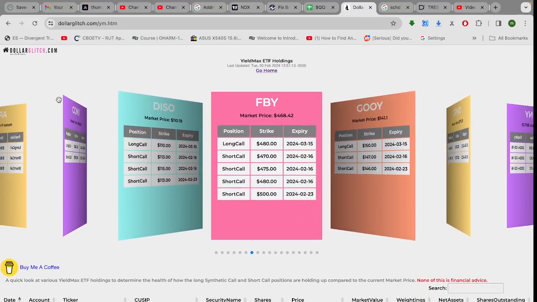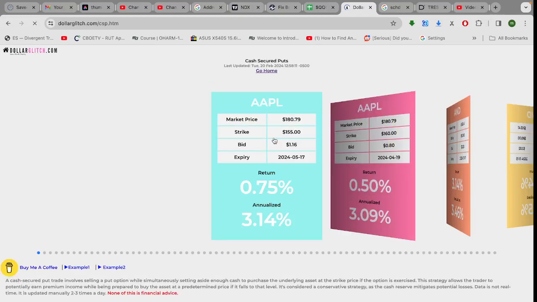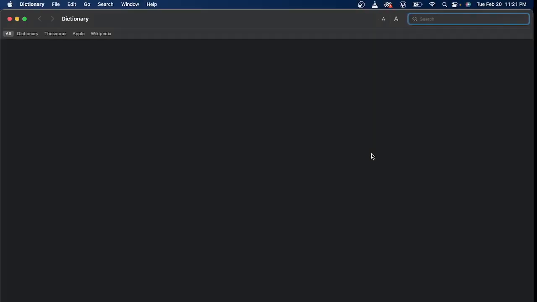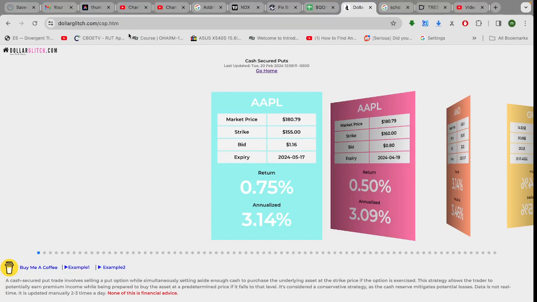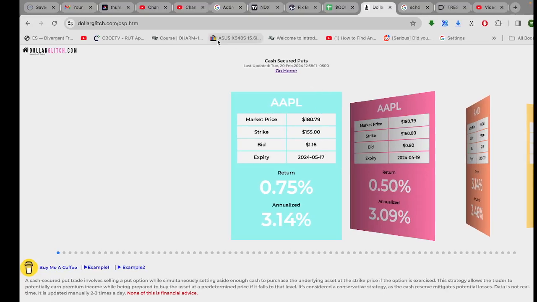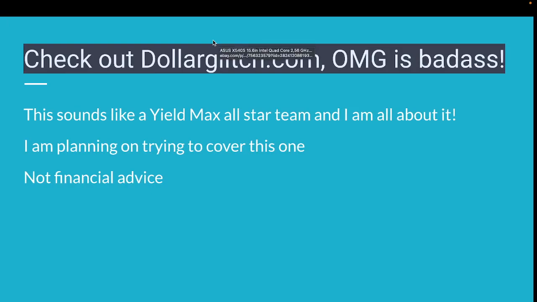Anyway, both of these sites are absolutely wonderful. I really like the cash secured puts. You can go through here and get ideas. Sometimes the UI kind of sticks on me, but I really like that. So go check that out. Go check that out for sure.